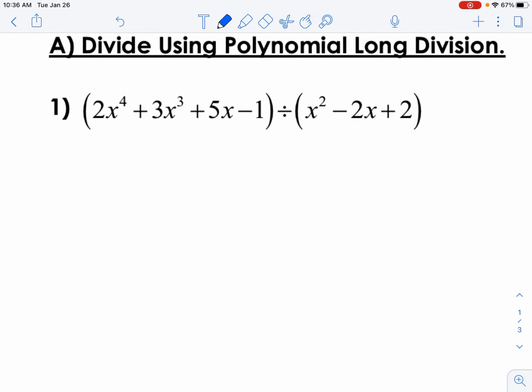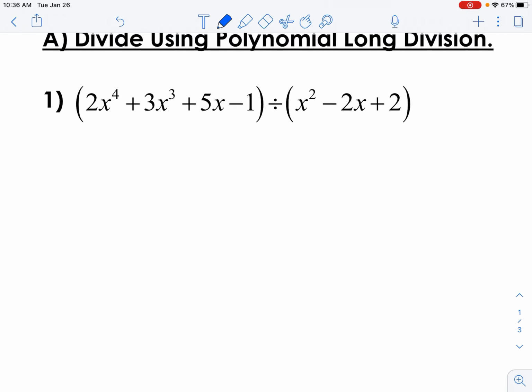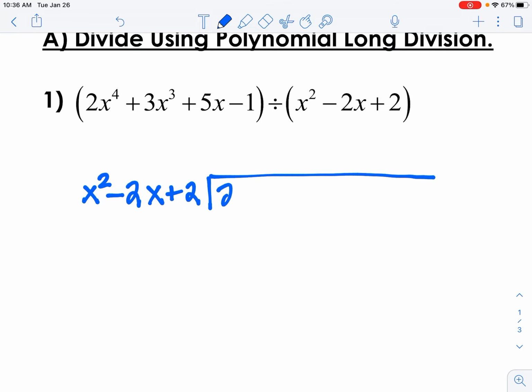Okay, in order to divide using polynomial long division, we set up our problem. We put the guy we're dividing by on the outside. And then this guy on the inside. Okay, if we were missing a term, actually like we're missing an x squared term, we put a 0x squared in there.